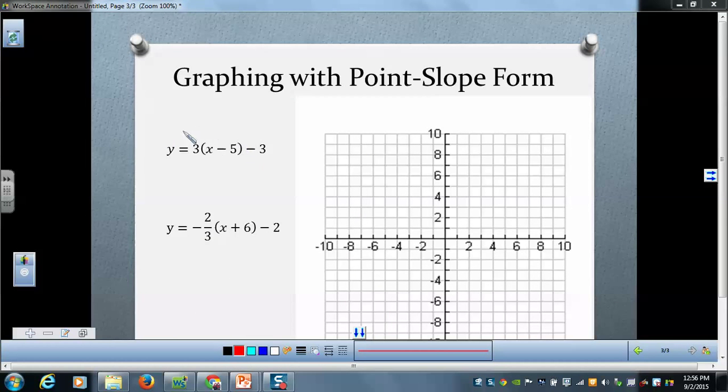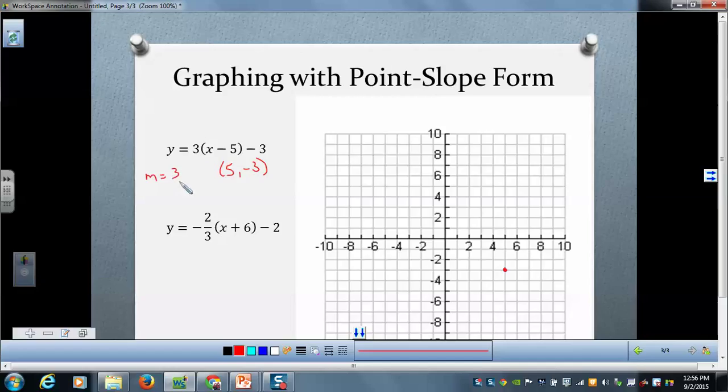The first thing I want to do when I have point slope form is identify the point on the line. So when I look here, here's my x1. My x1 is 5. My y1 is the number out here, which is negative 3. So I'm going to plot that point first. So 5, negative 3. So 1, 2, 3, 4, 5, and negative 3. Now, the next thing I want to do is identify my slope, which in this case is 3.